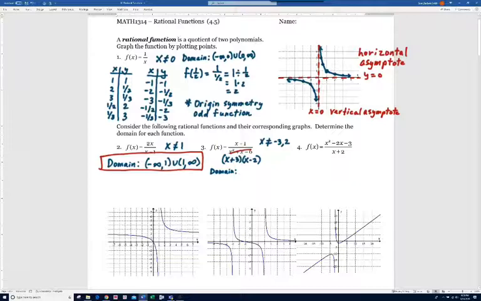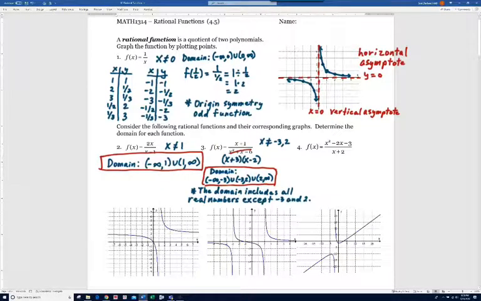So we'll go from negative infinity to the smaller number, negative 3. And then we're omitting negative 3, so we'll do a union, negative 3 to the next number, which would be 2, and then we'll union that with 2 to infinity. So it looks kind of long or a little bit complicated, but all this really means is that our domain includes all real numbers except for negative 3 and 2.